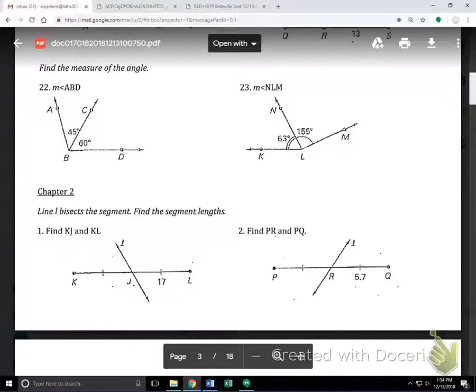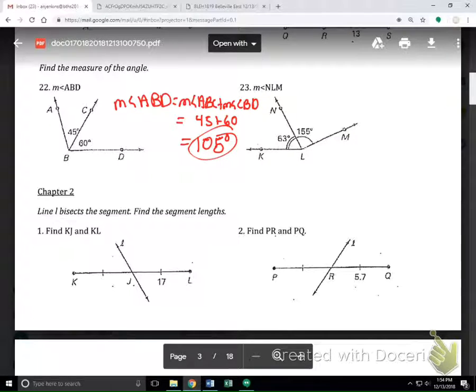So our first one is find the measure of the angle. We're looking for the angle ABD, which is our big angle. So the measure of angle ABD equals the measure of angle ABC plus the measure of angle CBD. And we know that this is 45 degrees and this is 60 degrees. So it has to equal 105 degrees.